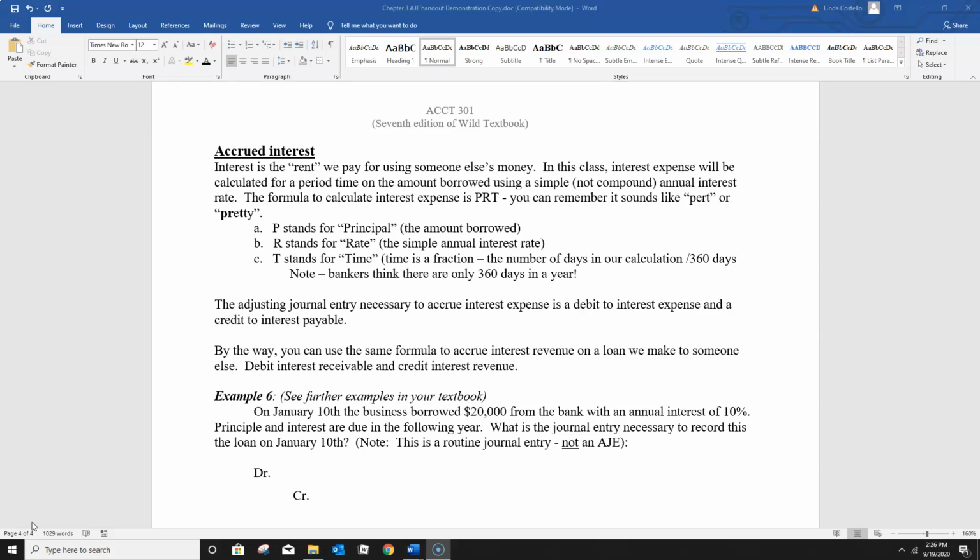On January 10th, the business borrowed $20,000 from the bank with an annual interest rate of 10%. The principal and interest on this loan are both due next year. What is the journal entry necessary to record this loan on January 10th? Note this is a routine journal entry, not an AJE. Please pause your video and write the journal entry, then start your video again to check your work.